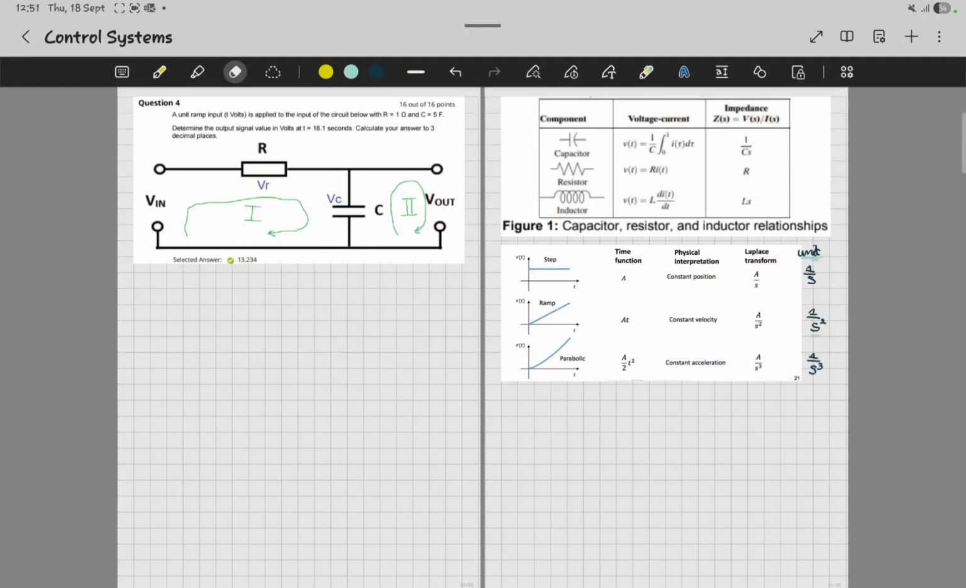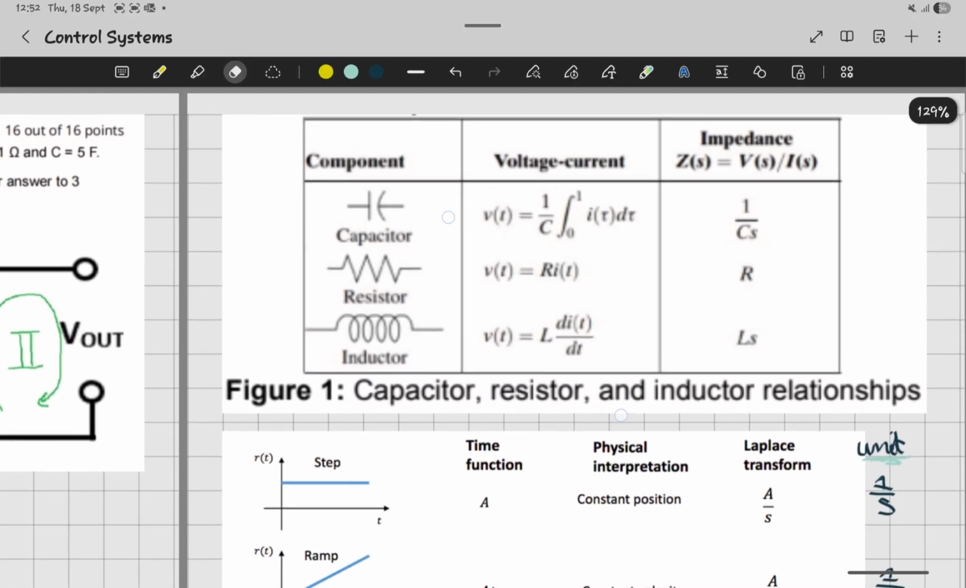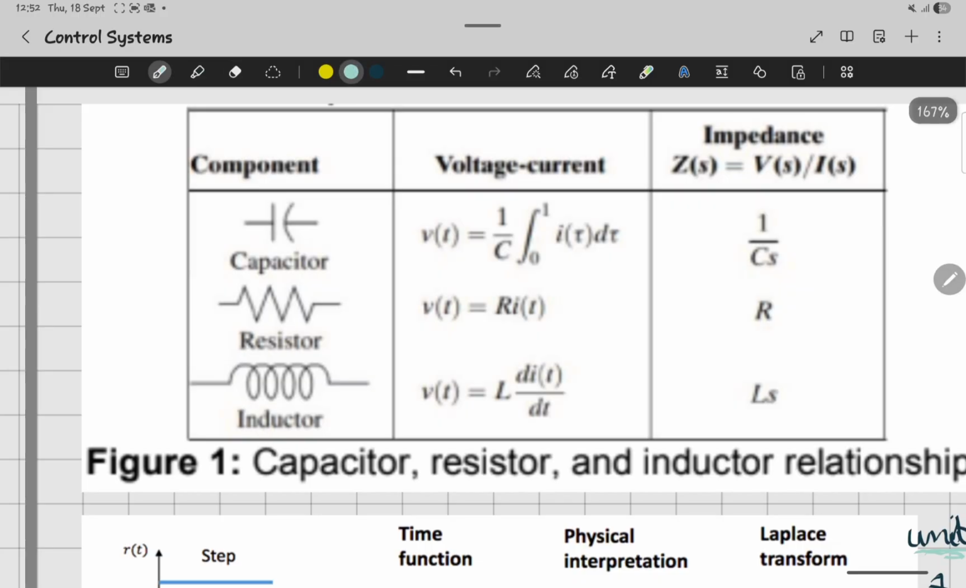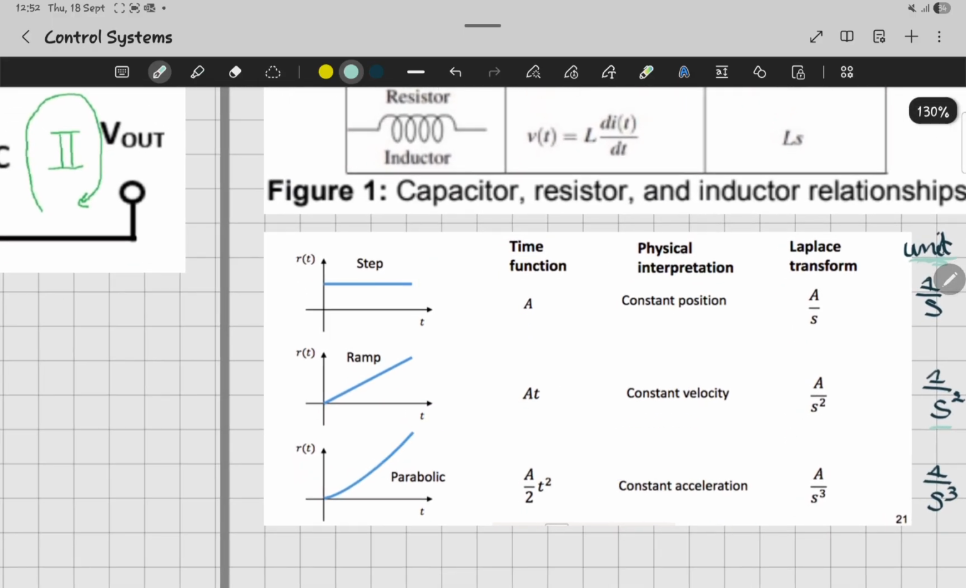Okay, so this is what we need to solve. Then this is the question we got, and this is the formula that we get when you have this component. You can write them in time domain like this, and in S domain like this. So all the components are there, and this is for the input voltage, the condition that we're going to have.